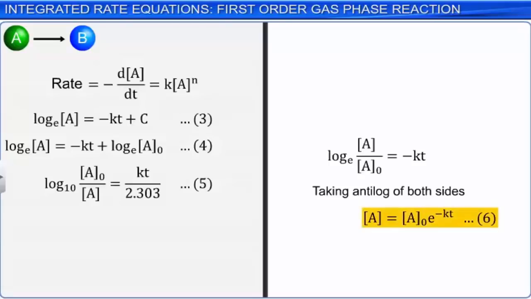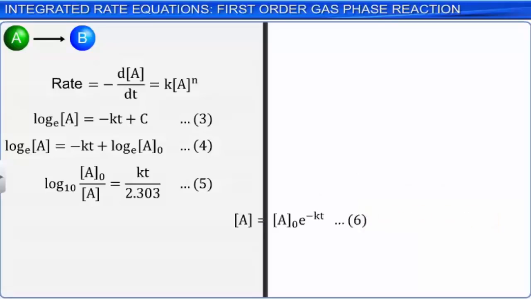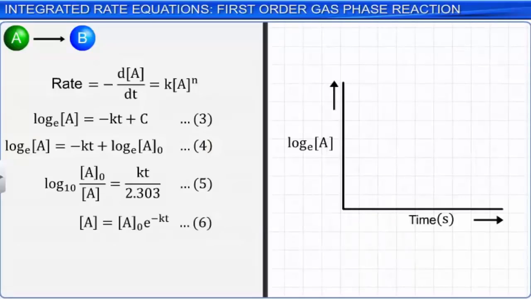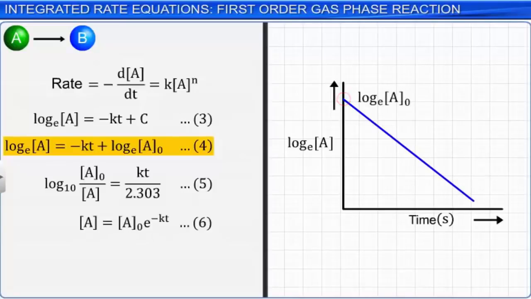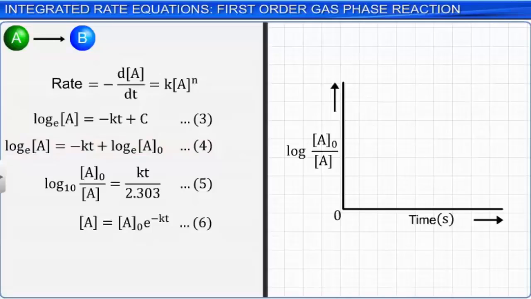If we plot equation 4 on a graph, then we get a straight line with the y-intercept as log initial concentration of A0 to the base e and slope as minus k. If we plot equation 5 on a graph, we get the graph as shown here.